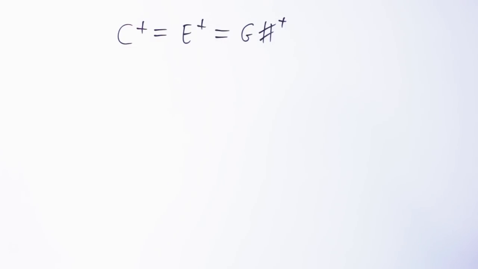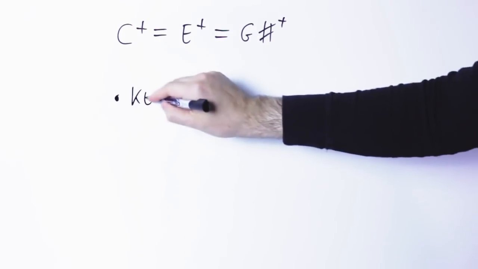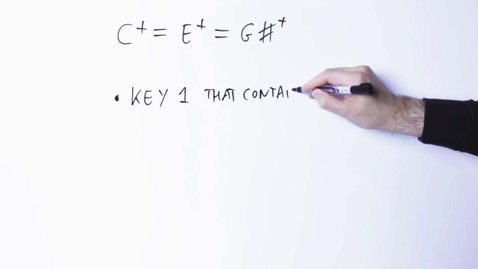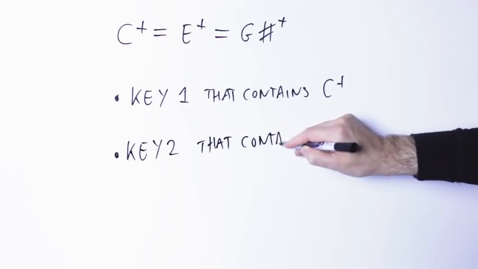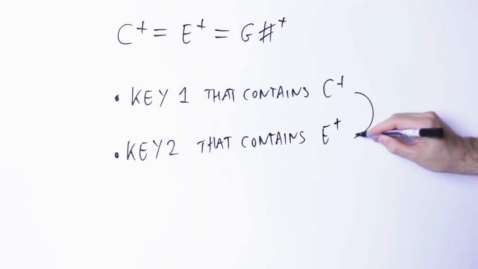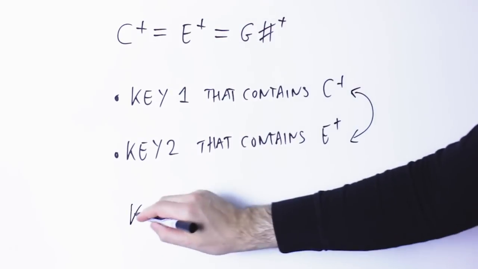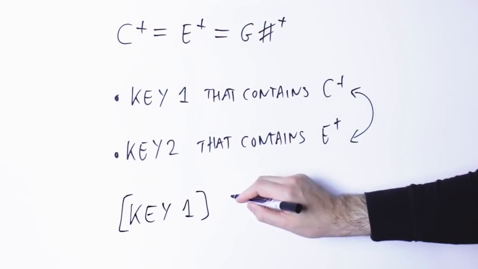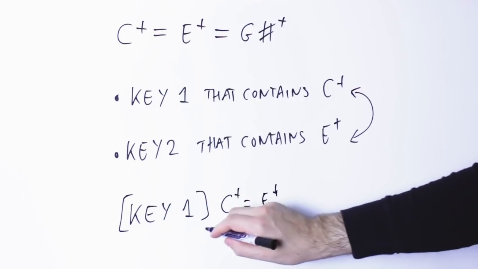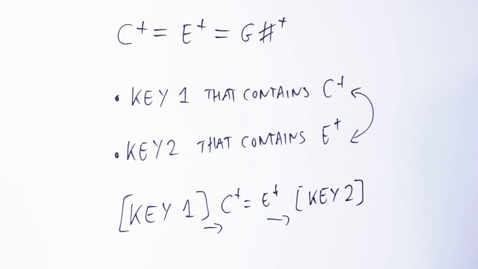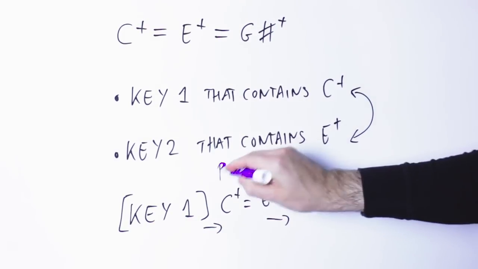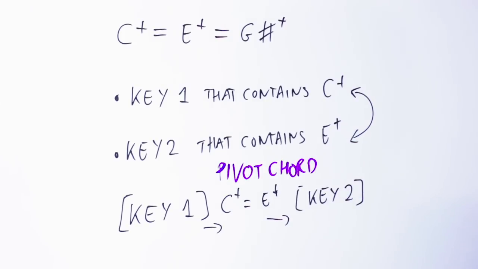Anyway, since those 3 chords are enharmonic, meaning they sound the same, I just need to find one key that contains the C augmented chord, a different key that contains, say, the E augmented chord. And then I can use the fact that those 2 chords sound the same as a pivot chord, meaning I'm going to play in the first key, play a C augmented, and then move into the next key, and since C augmented and E augmented is a common chord between those 2 keys, a pivot chord in jargon, then it acts as a bridge from one key to the other.